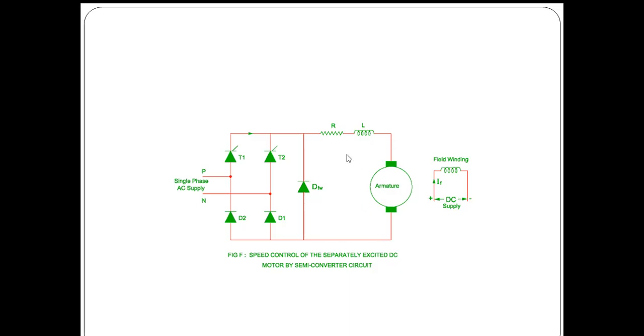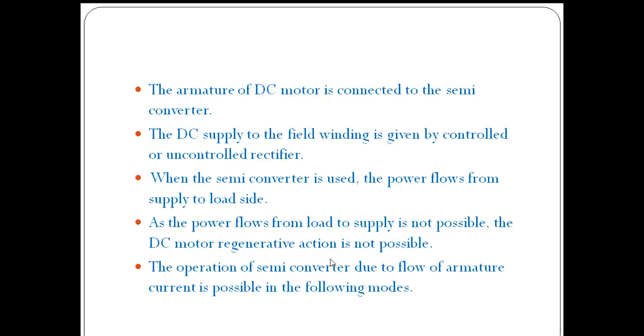So in this path, the current will flow. During this portion, the voltage available across the motor is zero because it is connected across the freewheeling diode, and at the same time, current will be flowing through the motor. Okay, so this is how the speed control of separately excited motor will be done.